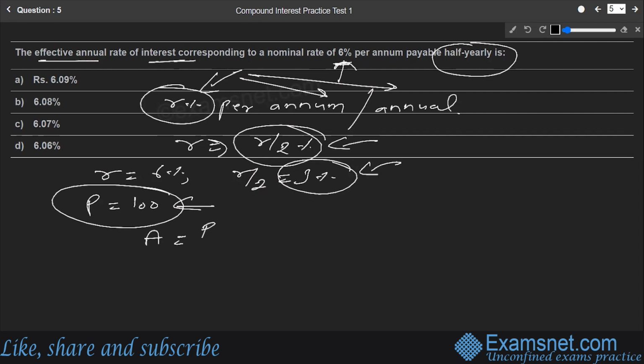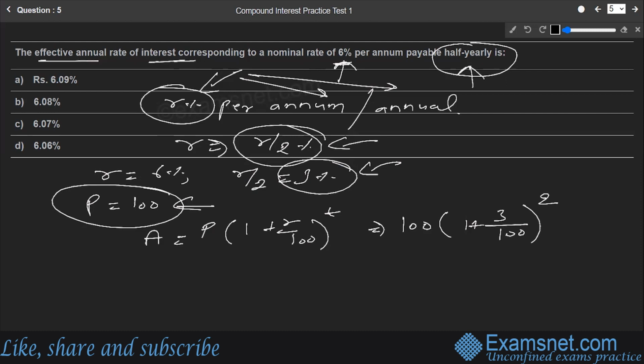So the amount formula is always p into 1 plus r over 100 to the power t, that is the time value. If we apply this, the principal value is 100 into 1 plus the rate value, which will be applicable as 3 by 100, to the power time value, which will be 2. Why is the time value 2? Because it is compounded half yearly and the total time is one year. So in a year, how many half years come?